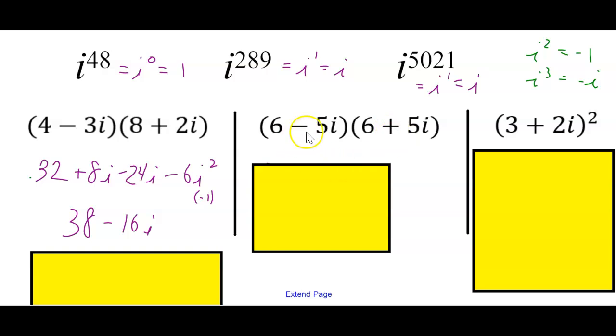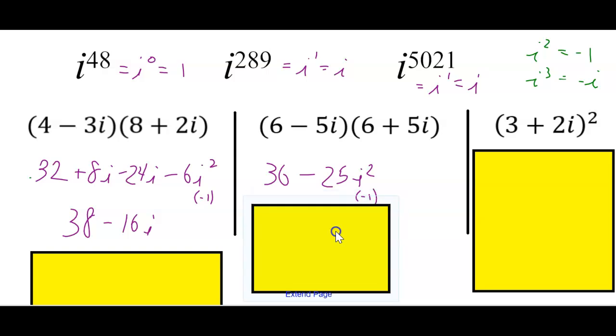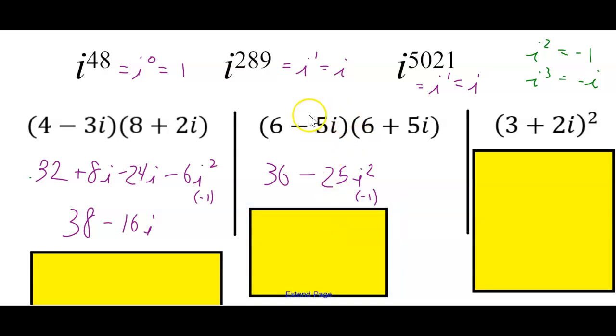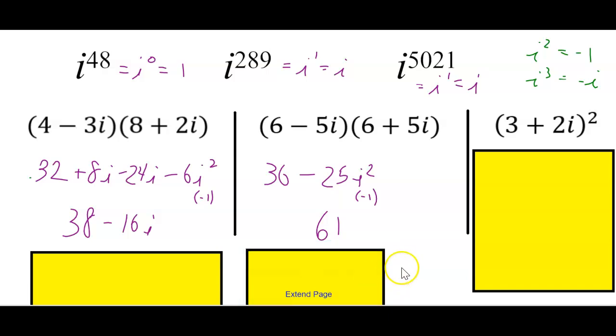This one, when we multiply through, we get 36 and we get negative 25i squared, but everything else just cancels out. We have a minus 30 and a plus 30. So write it like this, change it to a negative 1, would be plus 25 then, so that comes out to a total of 61.